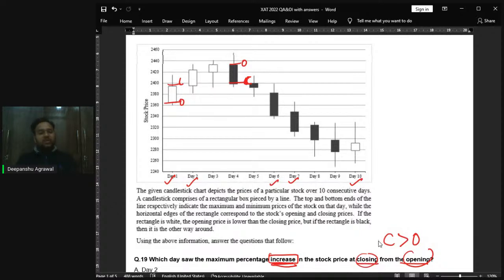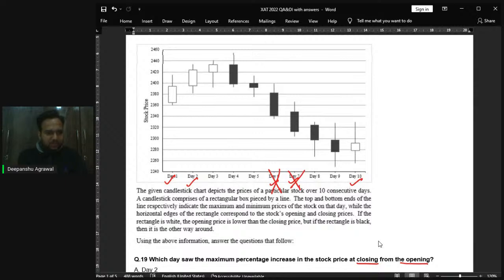Okay, so if closing is greater than opening, that can only be possible in the white rectangle, right? Because in the black rectangle, the closing is less than the opening price, right? So we can straightforwardly discard some of the options, like day 6 discarded, day 7 discarded. So we have to just check for day 1, day 2, and day 10, right? Okay, so let's check this.